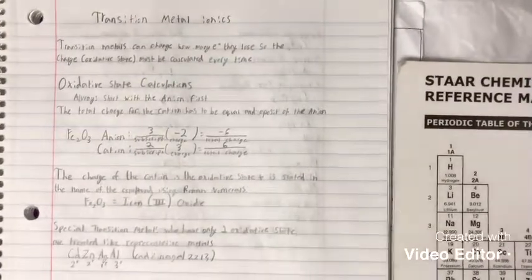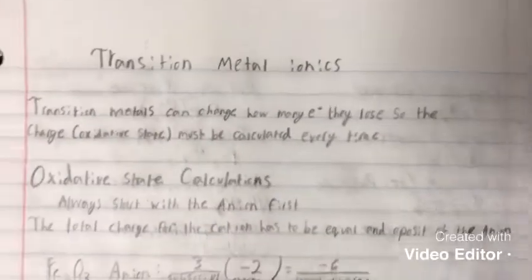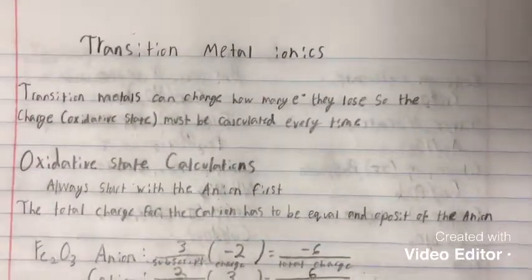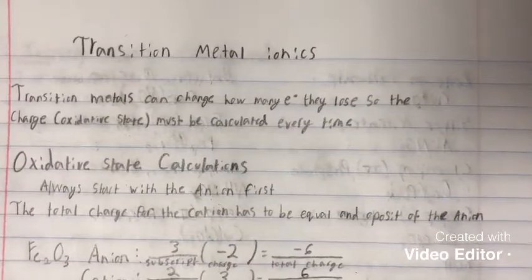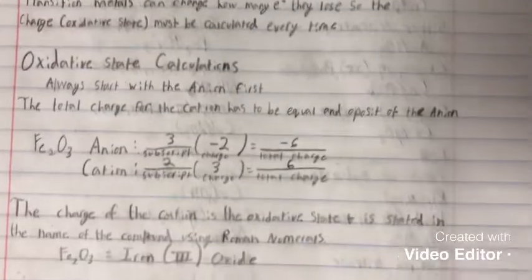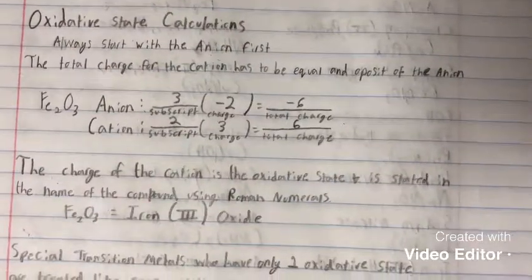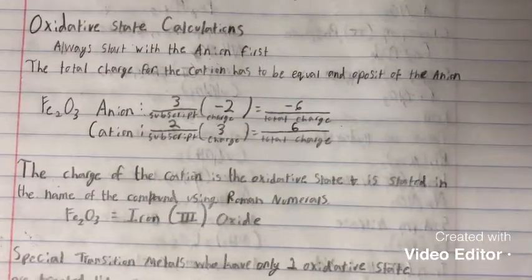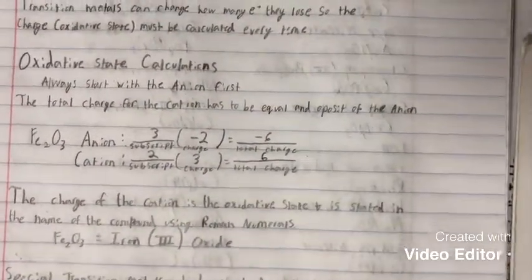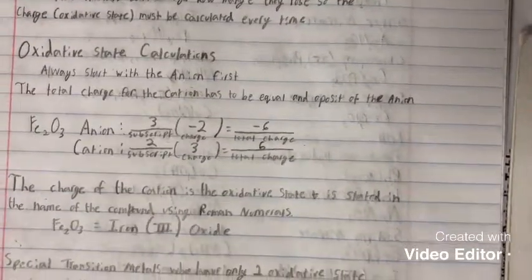So today we will be talking about transition metal ionics. Transition metals can change how many electrons they lose, so the charge, which we call the oxidation state, must be calculated every time. This makes transition metal ionics slightly hard to do, but still manageable. To show that they have an oxidation state, we have to use Roman numerals to calculate the charge.